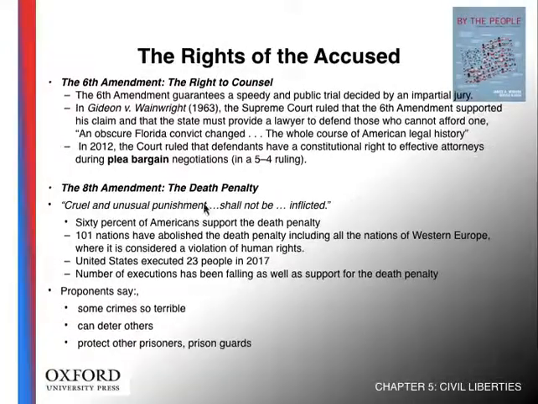The Eighth Amendment, the death penalty. This says cruel and unusual punishment shall not be inflicted. You can read about this in your textbook.